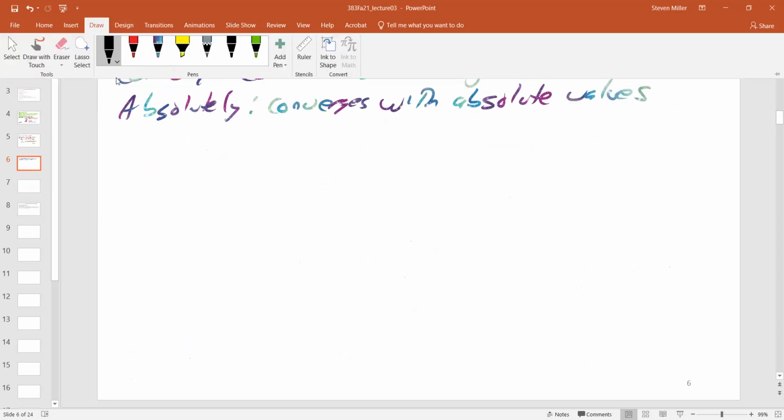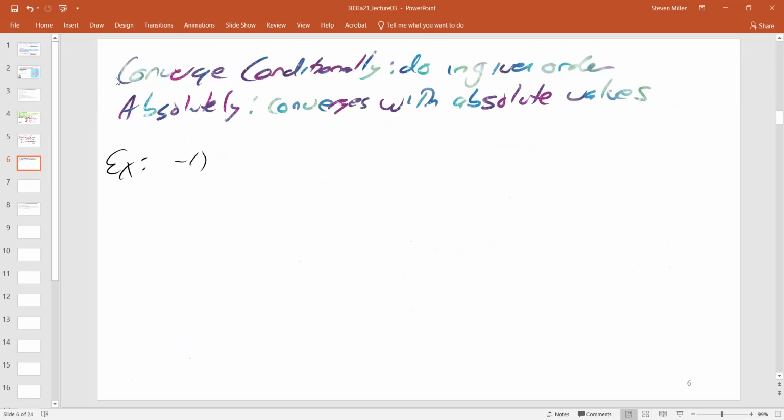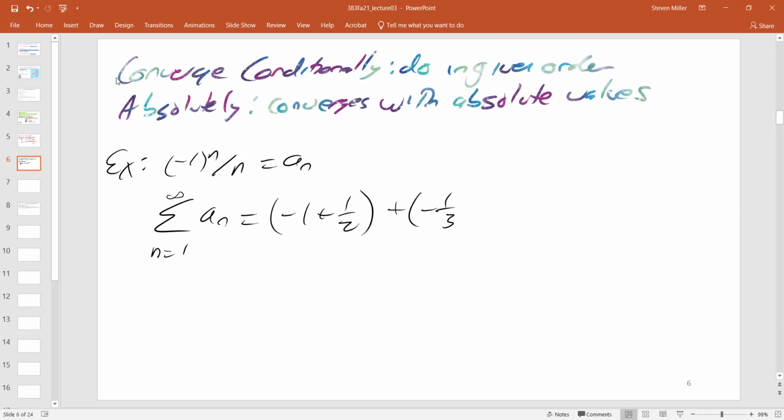And so, for example, if I look at (-1)^n over n as my a_n, then the sum from 1 to infinity of a_n, I can write that as -1 plus a half plus -1/3 plus a 4th plus -1/5 plus a 6th, and so on. And by looking at these terms, you can show that this sum is going to converge.